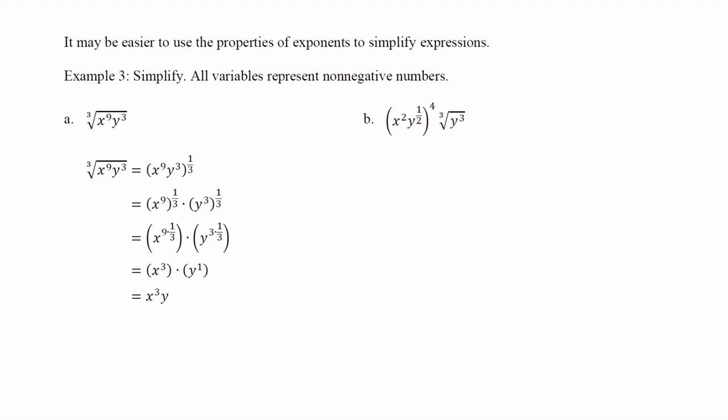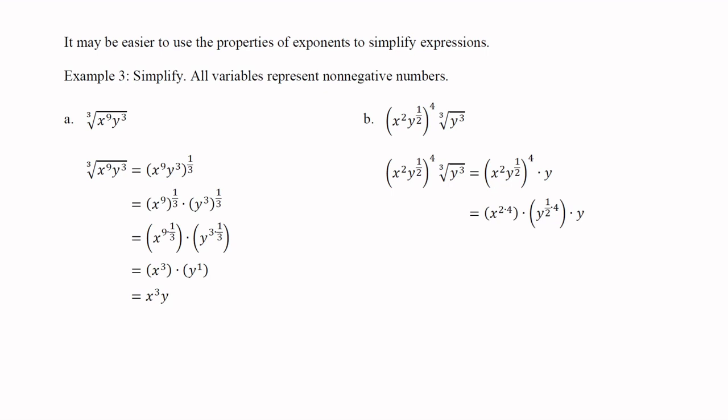For this next example, we have x squared, y to the 1/2 to the 4th times the cube root of y to the 3rd. So we've got a lot of simplifying to do here. Let's start by breaking up our pieces. We're going to keep the first piece first. The cube root of y to the 3rd is just going to be y, because the cube root undoes a third power.